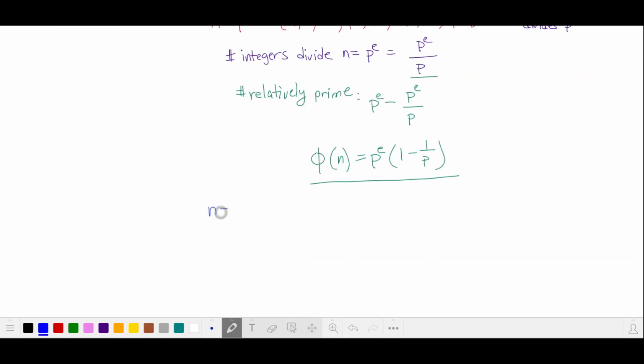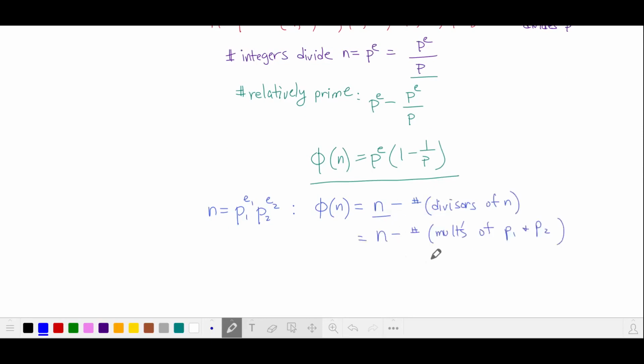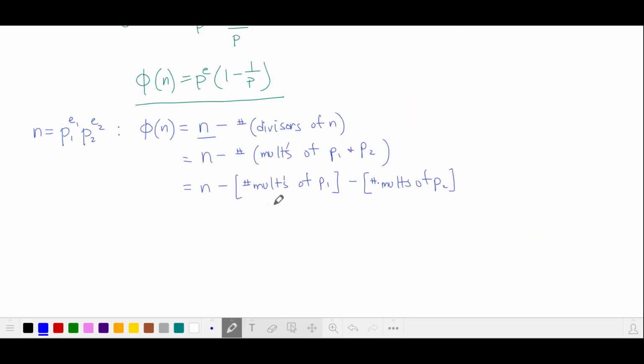For a slightly more complicated example, we'll take n equal to the product of two primes raised to their respective exponents. To find phi of n, we're again going to find the number of numbers that divide n and subtract it from n. This is n minus the number of multiples of the two primes. We subtract the number of multiples of p1 and the number of multiples of the second prime, but then we need to add back in the multiples of the product p1 p2. We will have counted them twice.